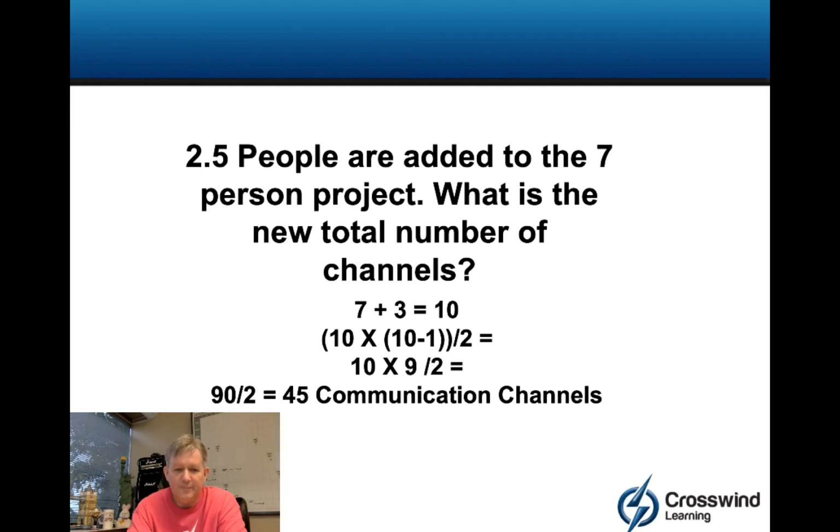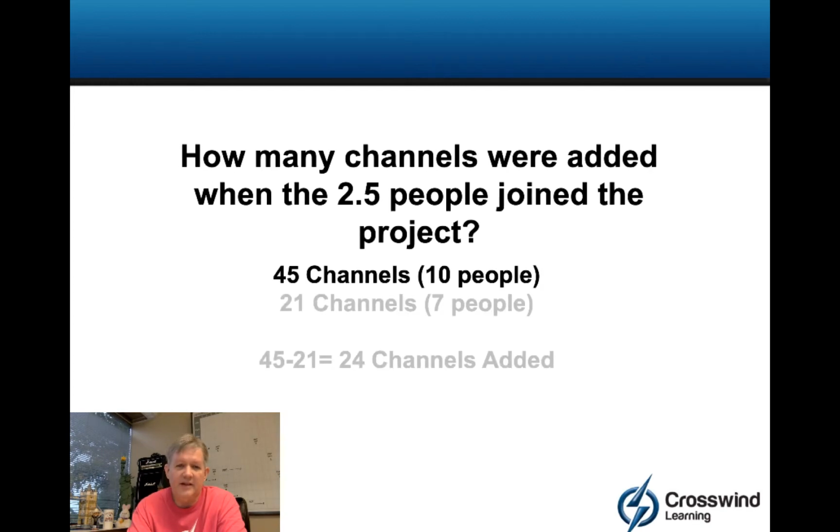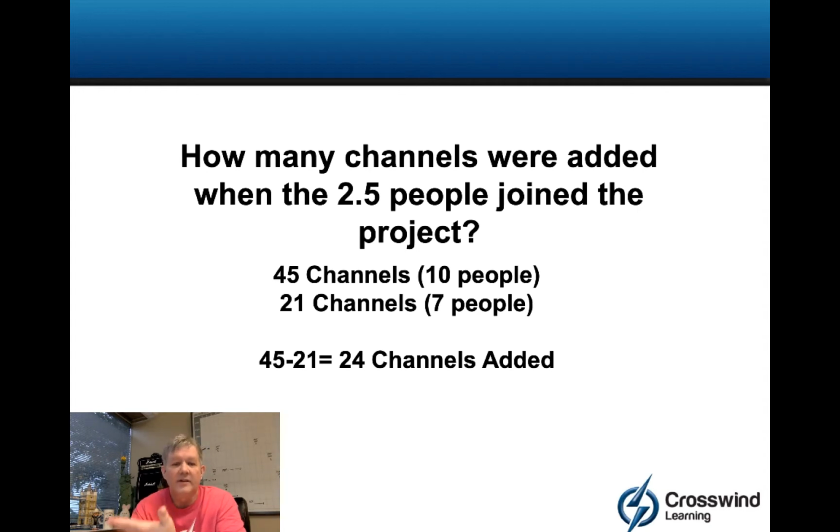Now that said, the next thing they could ask, how many channels were added when the 2.5 people joined the project? Technically, this is your most complicated calculation because you have to do the most work. But essentially, you're doing the first 2 things we covered in this video, and then you're subtracting the difference. So when we added 2.5 people to the 7, that gave us 45 total channels between people that could interact with each other. And then originally we had 21 channels, so the difference between those 2 is 24 channels. So by adding those 2.5 people to the team of 7, we added 24 channels.